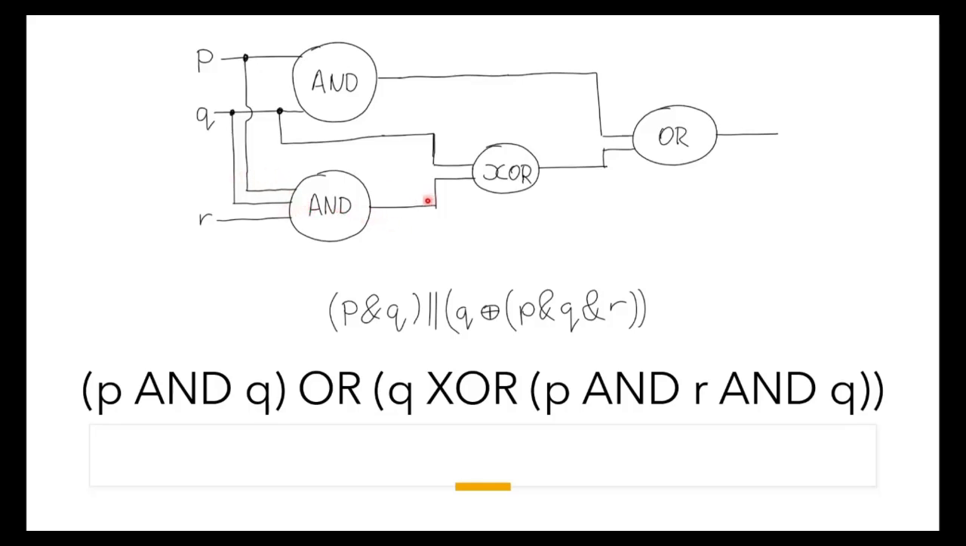So then that goes into an XOR gate, or an exclusive OR gate. And then we've got Q XOR this statement. So we take an input of Q and the output of this AND gate, and it goes in here. Then the output of the AND and the XOR go into the OR gate, which produces our output.